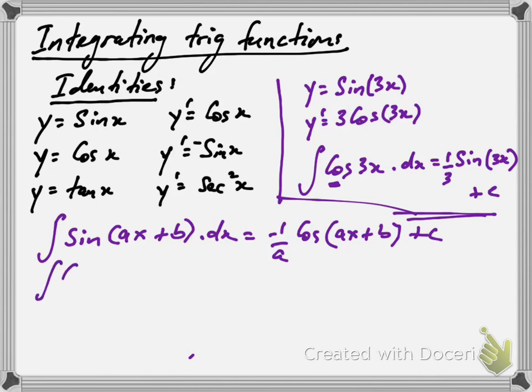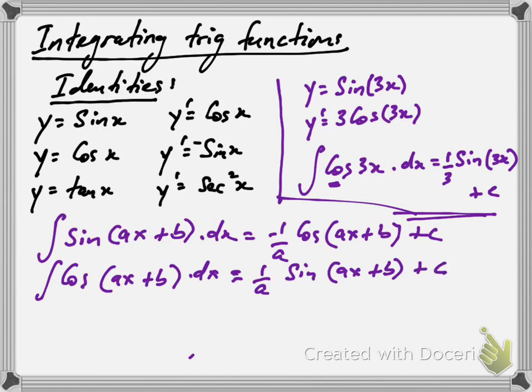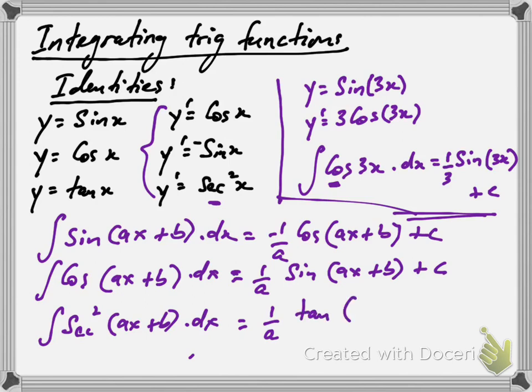And if you have cos of ax plus b dx, you end up with 1 over a sine ax plus b plus c. And if you have sec squared ax plus b dx, you end up with 1 over a tan of ax plus b plus c.